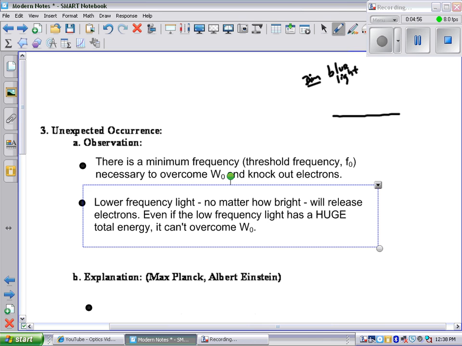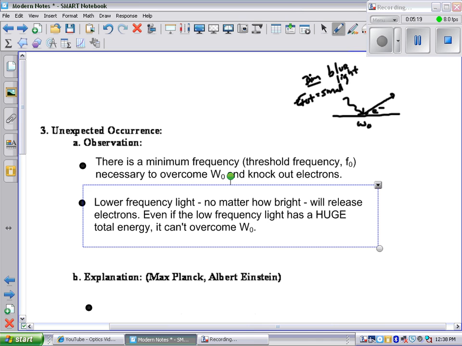Okay, the total energy of this dim blue light is very small. Because blue is high frequency, that's kind of higher energy, but it's so dim it has almost no energy at all. And it hits the surface, you overcome the work function, and it knocks out electrons.